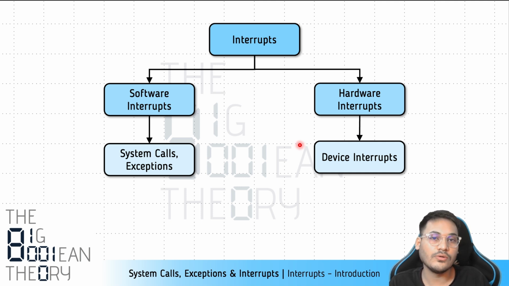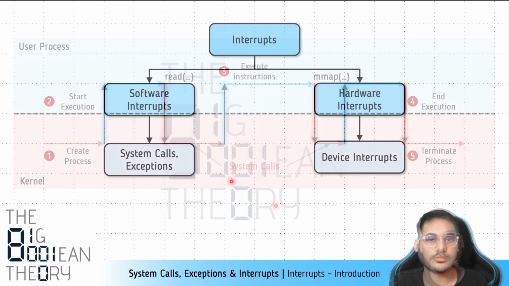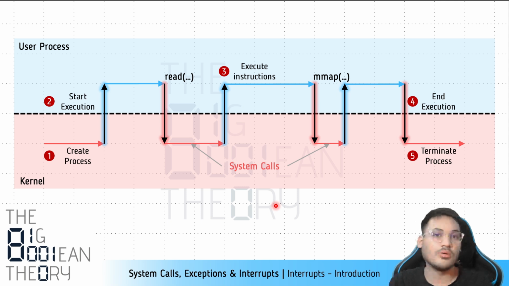Now we'll quickly go over system calls, exceptions, and device interrupts and see how all of them fit into this definition of interrupts. Let us first talk about system calls.